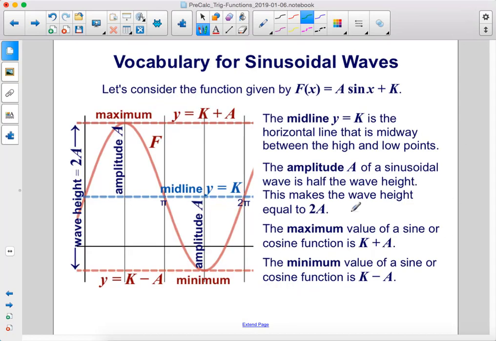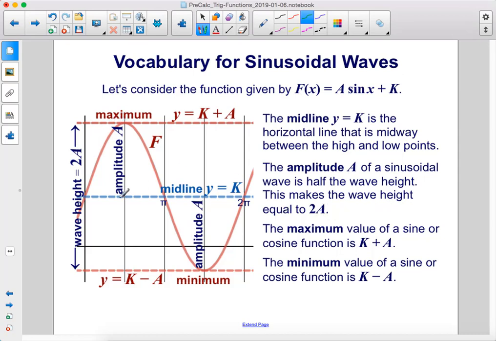Let's consider the function given by f of x equals a times sine x plus k. The midline is at y equals k. That's the horizontal line that is midway between the high and low points. The amplitude a of a sinusoidal wave is half the wave height. This makes the wave height equal to 2a.